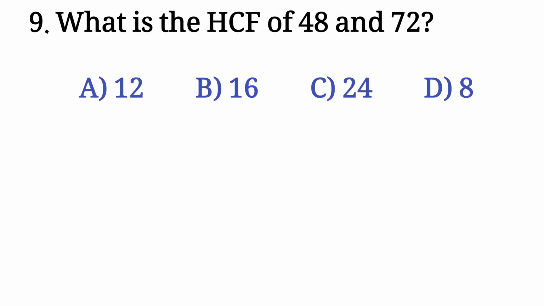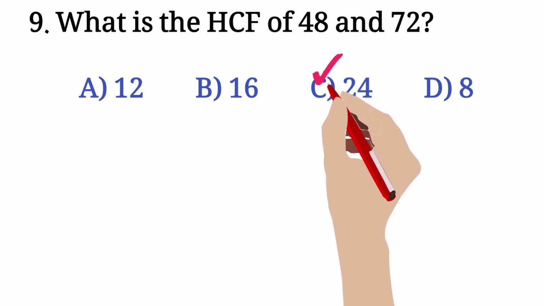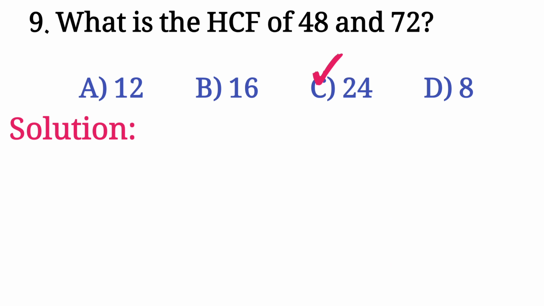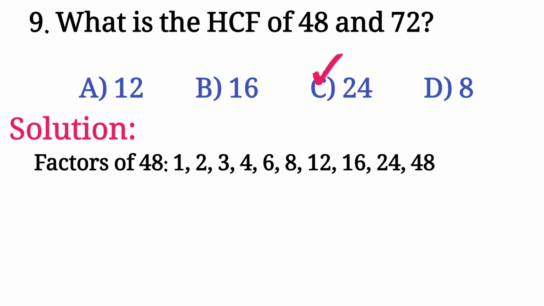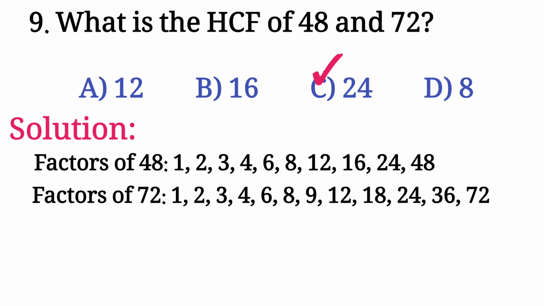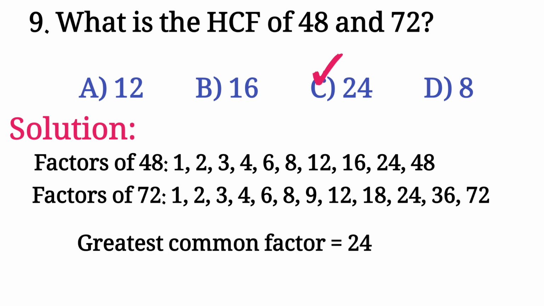Question number 9. What is the HCF of 48 and 72? The correct option is option C, 24. Factors of 48 and factors of 72. So the greatest common factor is equal to 24.